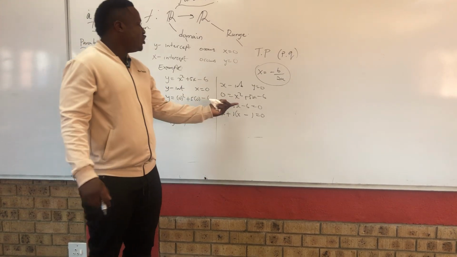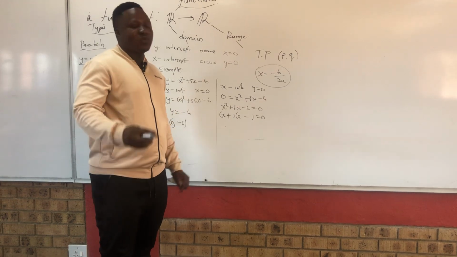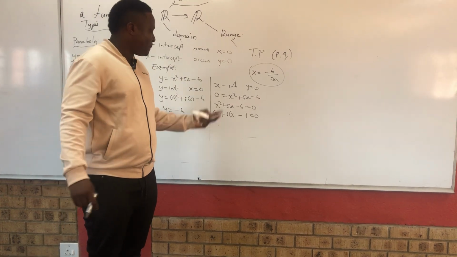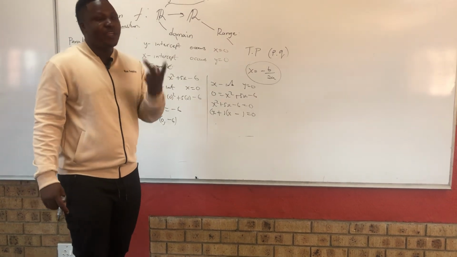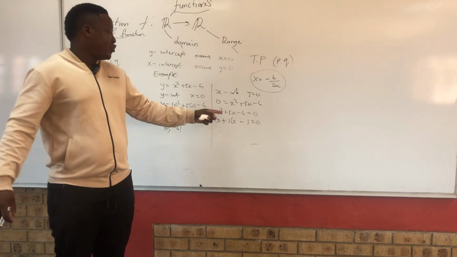Then you need to think of factors: two values that when you multiply you get −6, and when you add you get 5.